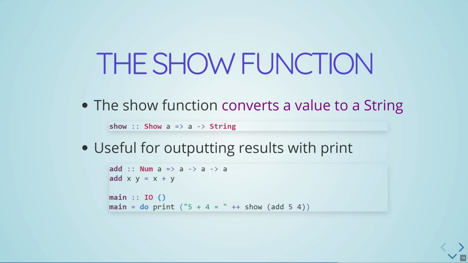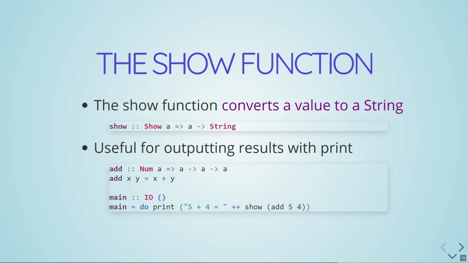Now is also a good time to talk about the show function, just because it's useful with so many print functions. It converts values into a string. So it needs to be a member of the show class to do it, but all of these standard Haskell types are members of show classes. And like I've shown you before, whenever you make a new data type, if you just put deriving show underneath that data type, it'll automatically make it part of the show class.